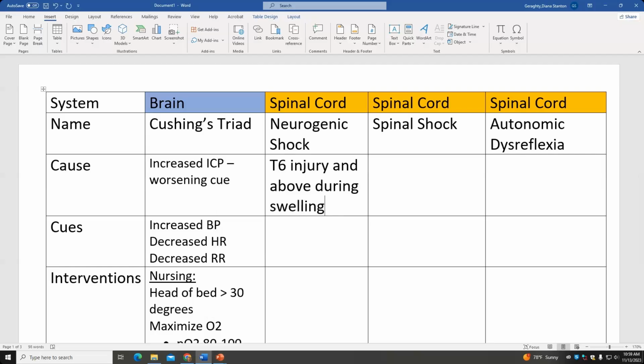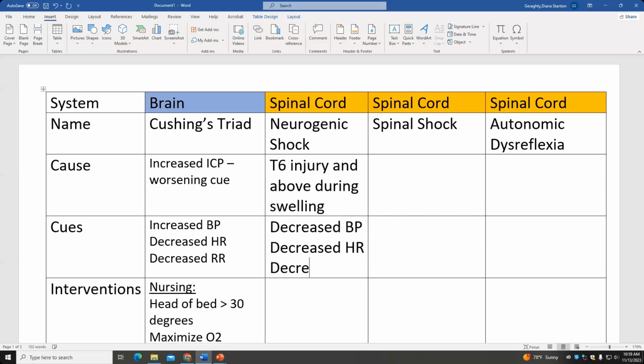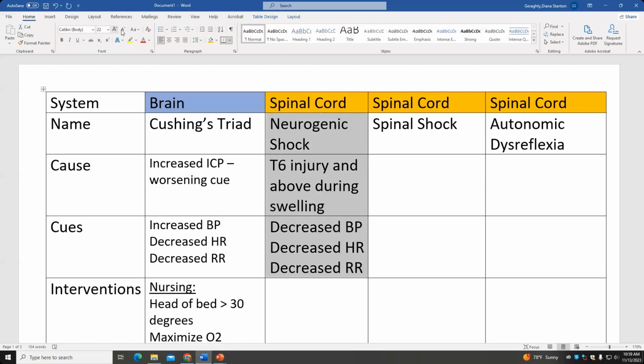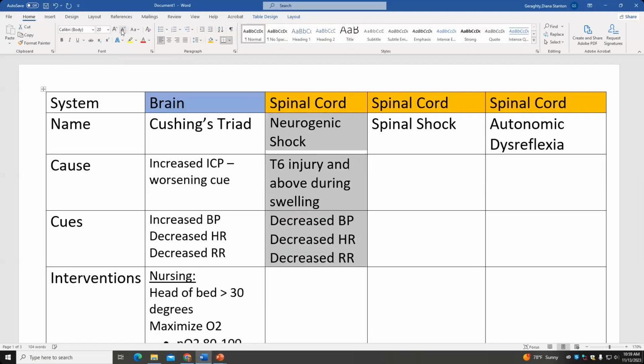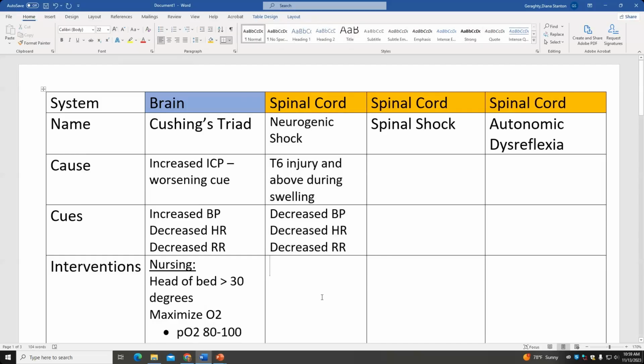So T6 injury and above during swelling, what are our cues? Decreased blood pressure. Everything's decreased. This is a true shock. Decreased blood pressure, decreased heart rate, and decreased respiratory rate. Okay, so we know now that neurogenic shock is not Cushing's Triad, and it is not involving the brain at all. It's involving the spinal cord.